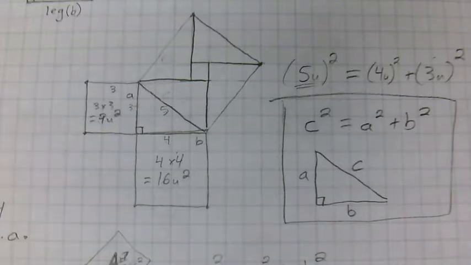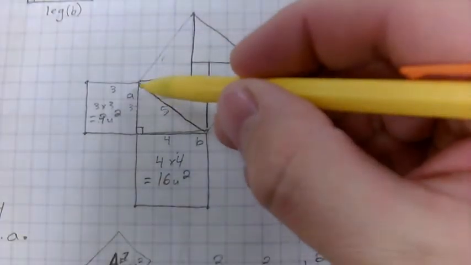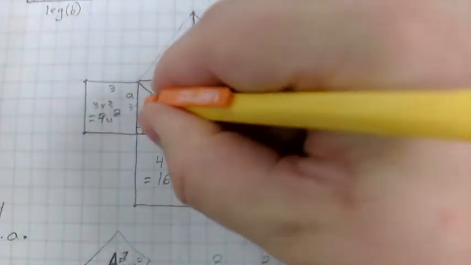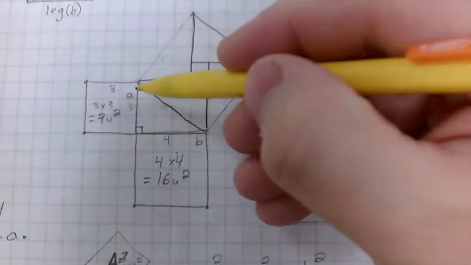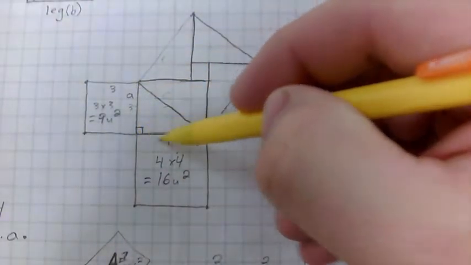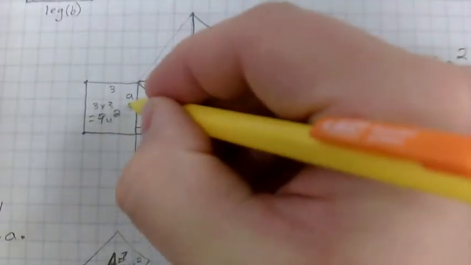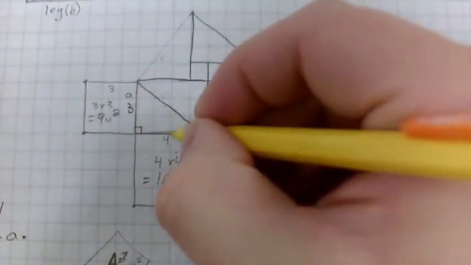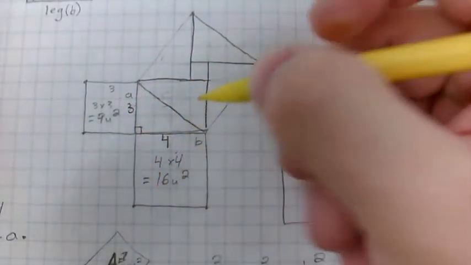All right, so let's look at this example. I've drawn a triangle that has a height of 3 and a base of 4. So this side is equal to 3. This side is equal to 4.